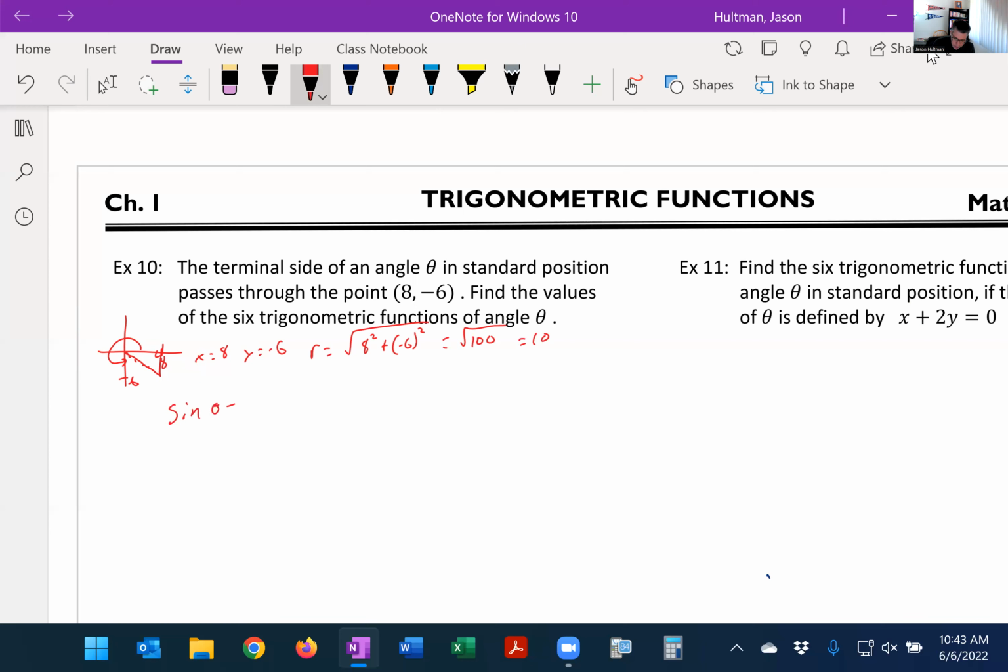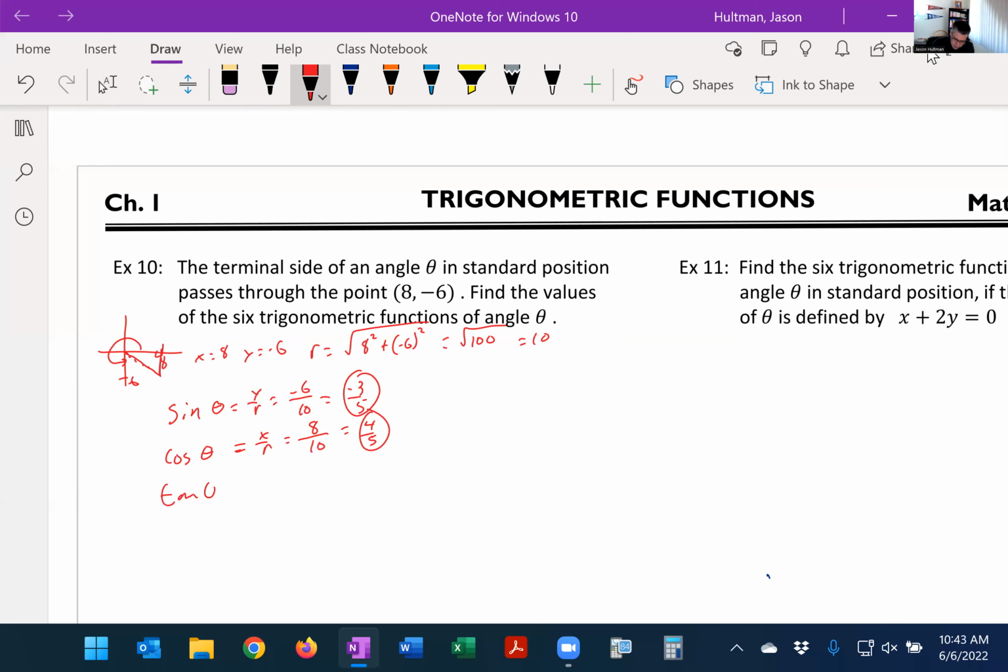We have the sine of theta. Sine of theta is equal to y over r. So that's y over r, which is -6 over 10, which reduces to -3/5. Cosine of theta is equal to x over r. And so x is 8 over 10. And so that reduces to 4/5. We've got 3/5, 4/5.